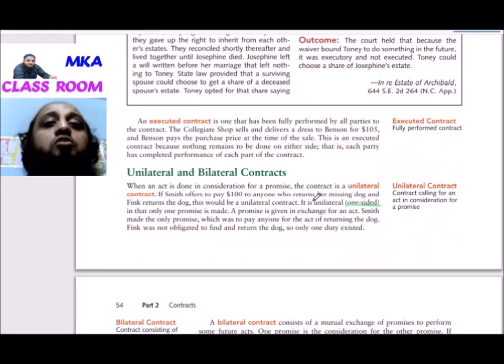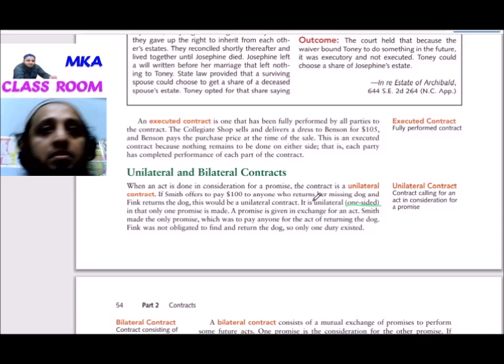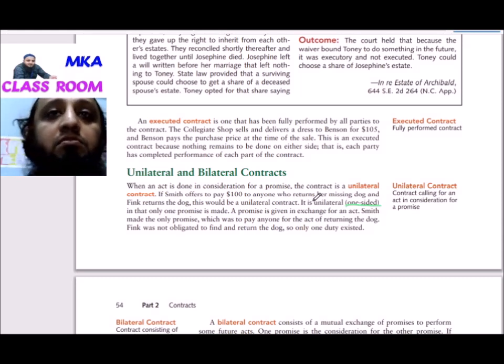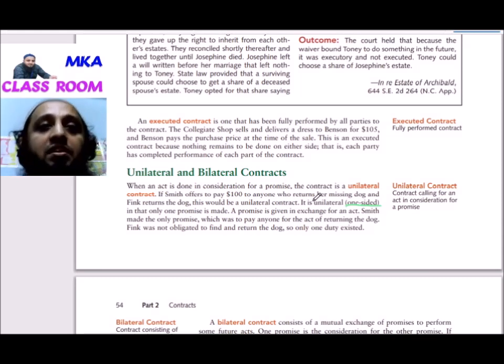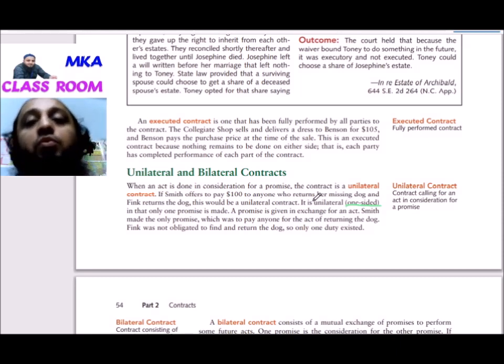Another is the executed contract, that means a contract which is fully performed. At the end of the month, your employer gives you 1,000 taka, that is the executed contract, which is fully performed, and then you get your check.